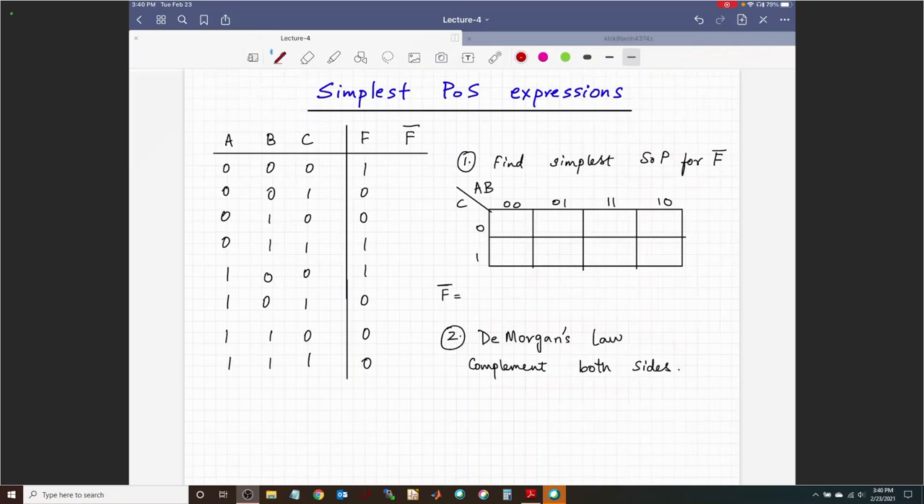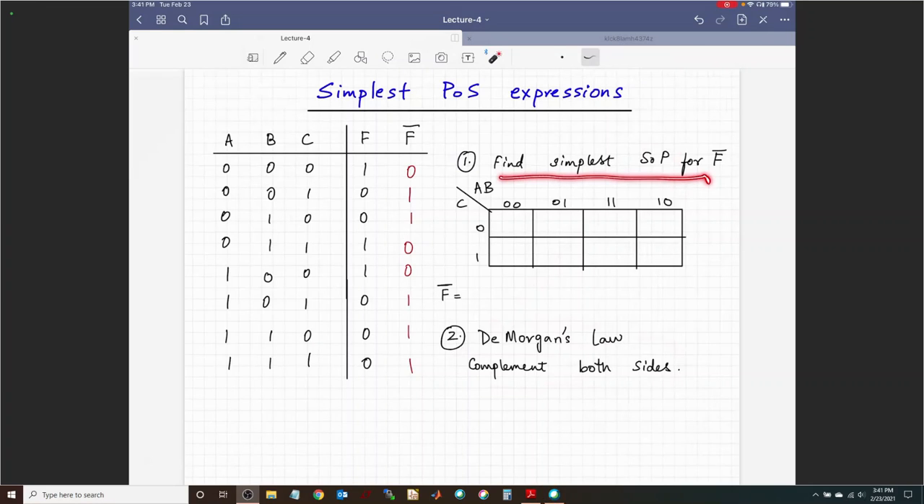Let me talk about what I mean by that. I have a truth table. I have a 3 variable case, A, B, and C. I have arbitrarily chosen an output F, and I have entered a bunch of zeros and ones. Arbitrary choice. What would be F complement? Well, that is simply the opposite of F. So that would be 0, 1, 1, 0, 0, 1, 1, 1. And my first step here is to find the simplest SOP for F complement.